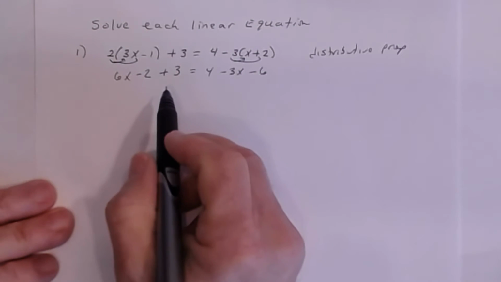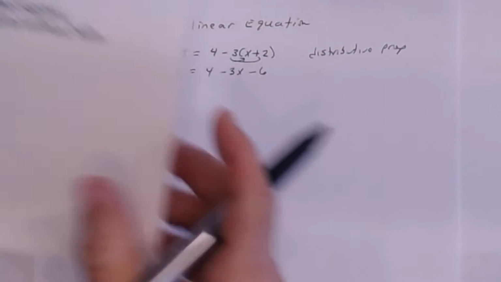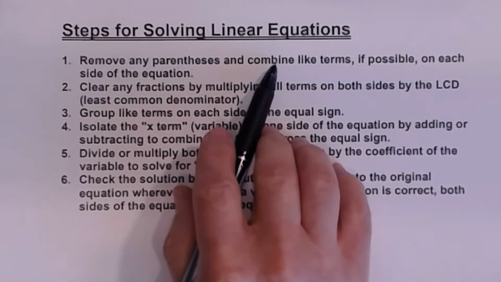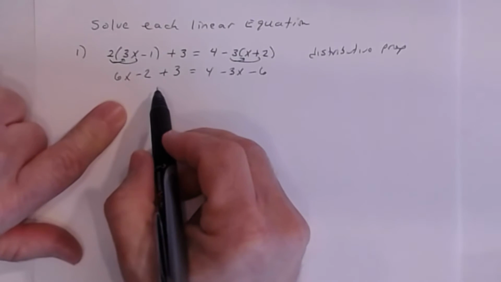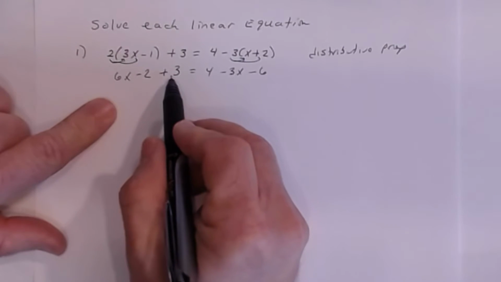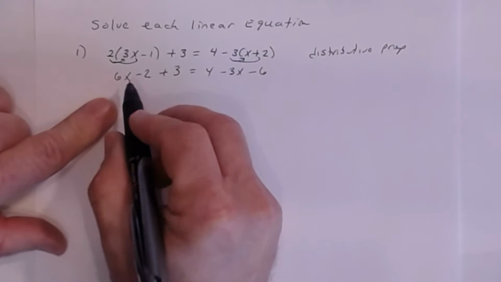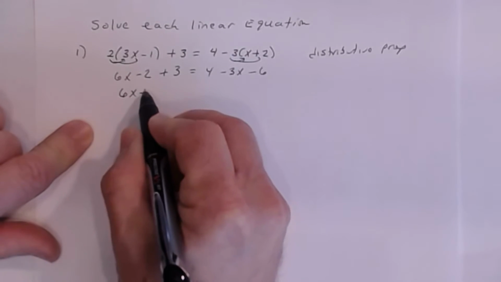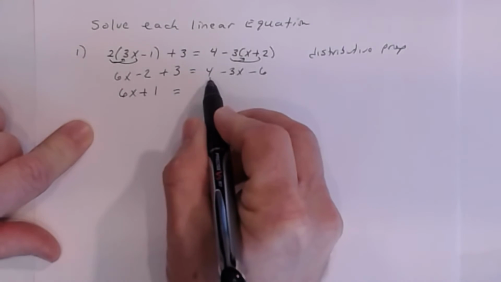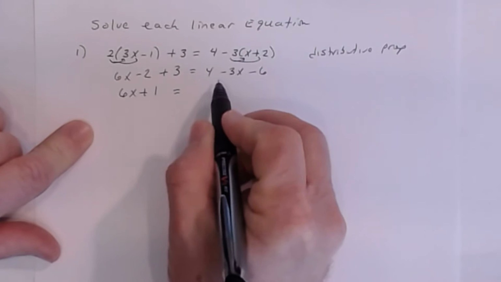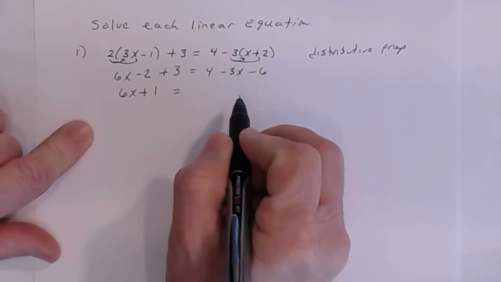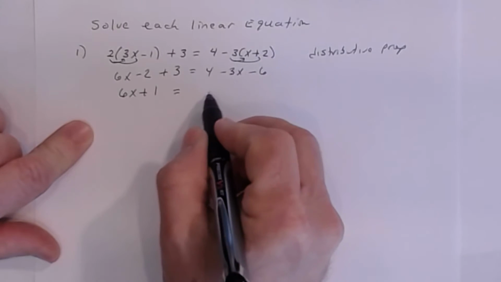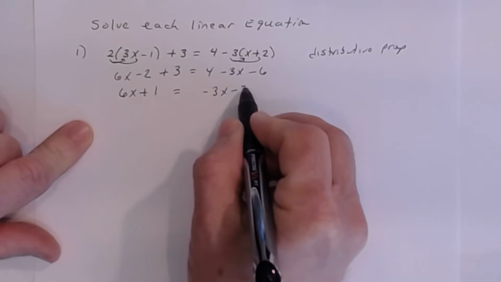Okay, now combining like terms. So remember, this is what we do next, combine like terms. All right, so combining like terms on each side of the equation, I have a -2 plus 3 is a +1. So I get 6x plus 1 equals, and over here I can combine these constants. 4 and a -6 is a -2. So I get -3x minus 2.